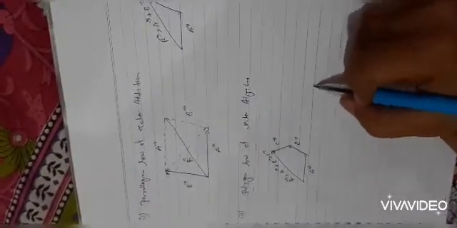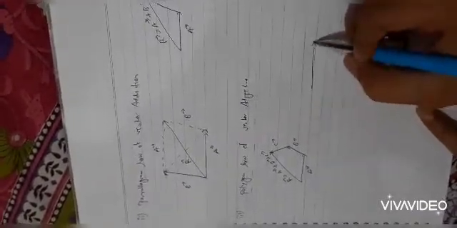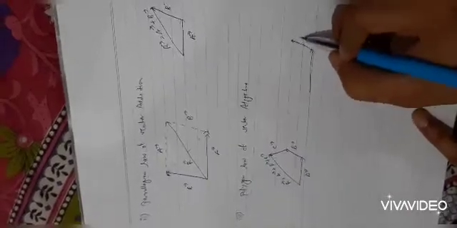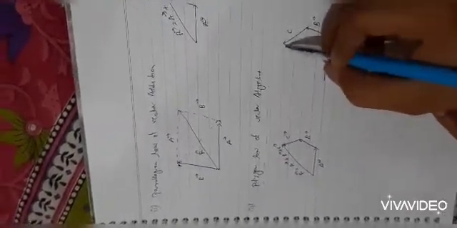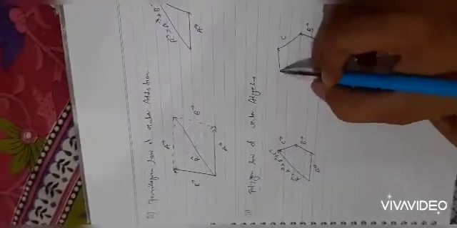Now let's take one more example. That is your vector A, B, C, D.